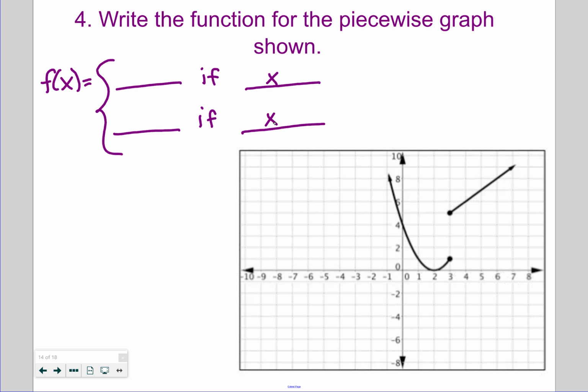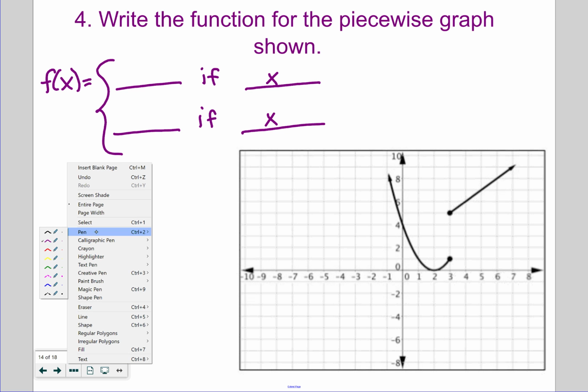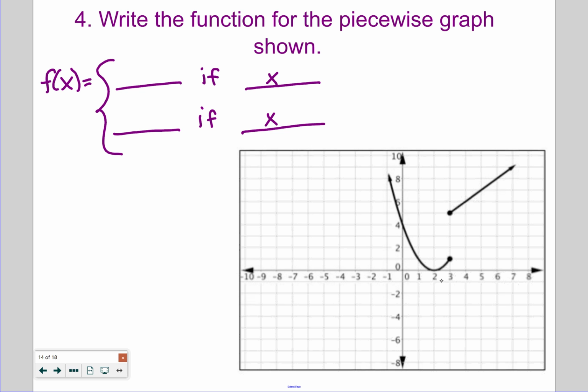All right, so let's start with the parabola that you see there. I'm going to label some points on the parabola. I've got (2, 0), (1, 1), (3, 1). Hopefully you can see that's just our regular y equals x squared that looks like this, that's been shifted to the right 2 units. So if I take the x squared function and shift it right 2. So think about your transformations.